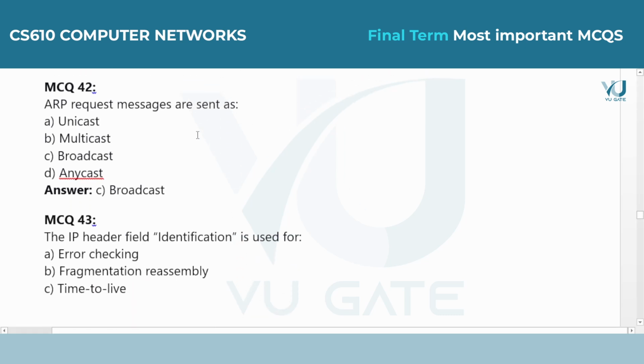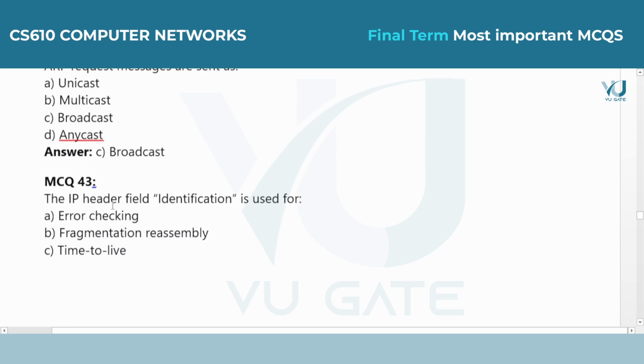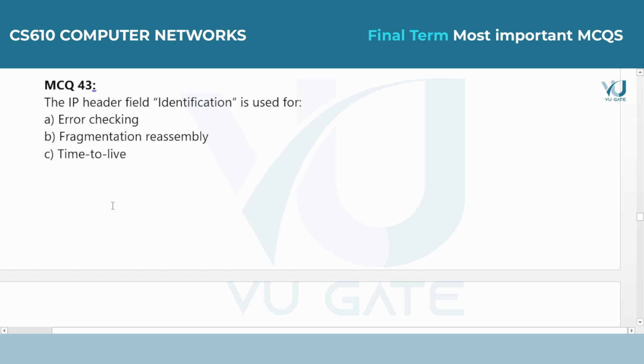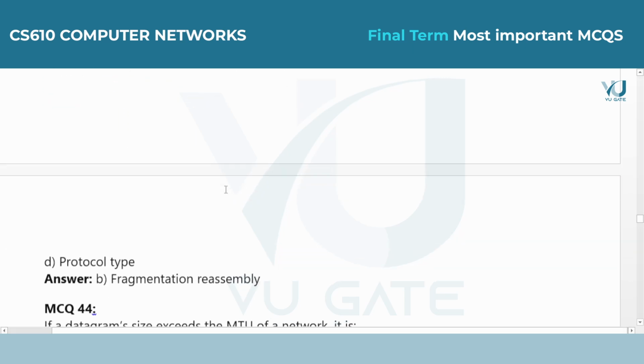MCQ 42. ARP request messages are sent as. Answer: C. Broadcast concept. An ARP request is sent to everyone because the sender does not yet know which physical MAC address corresponds to the target IP. MCQ 43. The IP header field identification is used for. Answer: B. Fragmentation reassembly concept. This unique ID allows the receiving host to recognize which fragments belong to the same original datagram, so it can put them back together.